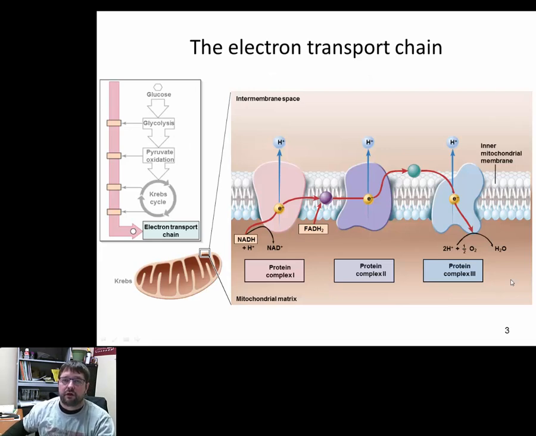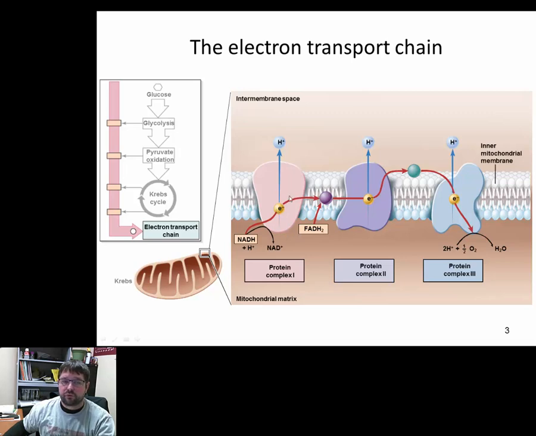Here's the general overview. This is going to happen in the mitochondrial membrane, between the mitochondrial matrix and the intermembrane space. The mitochondria has two membranes. We've talked about this before. A lot of organelles have double membranes. So this is happening between the mitochondrial matrix, the inside of the mitochondria, and the intermembrane space. NADH is going to donate electrons to a protein complex. These are transmembrane proteins that go through the lipid bilayer.